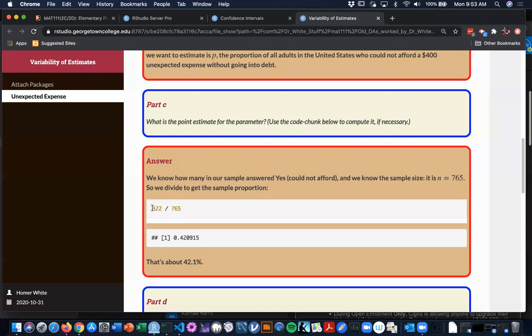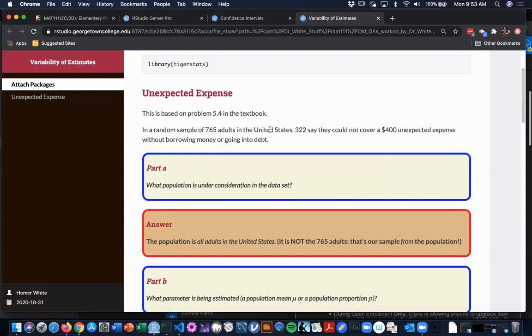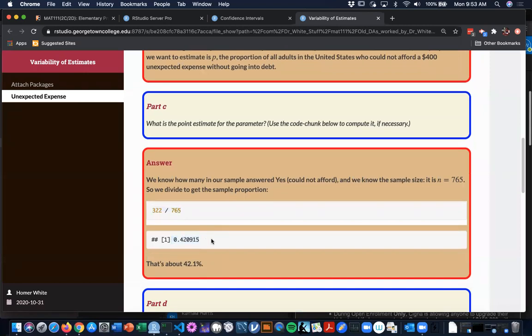I noticed some people would try to go to a data set to get this. But the data's not in a data set. The data's up here in the scenario. Here's the sample size, that's 765. Here's the number who said I could not. And so the sample proportion is the number who said I could not divided by the 765. There you go.